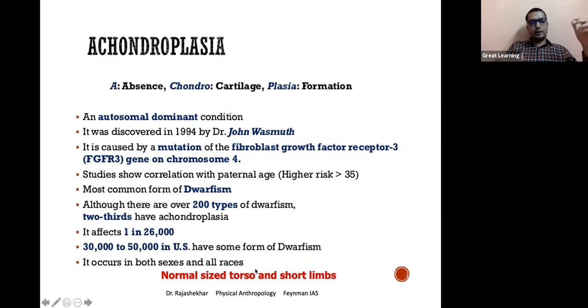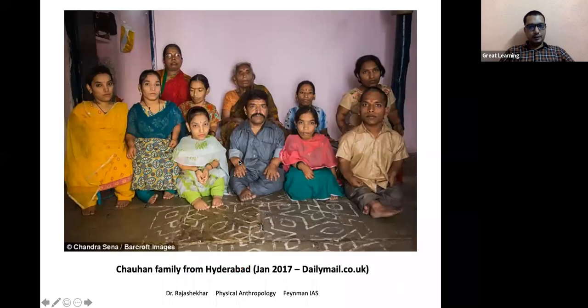And interestingly, their trunk part, the dorsal part, is normal. Limbs are very short. They have shorter limbs, with a normal dorsal part, normal trunk. That is enough. Don't need the percentage ratios, don't worry. This much is enough for this example. And you also see that both males and females are equally affected.